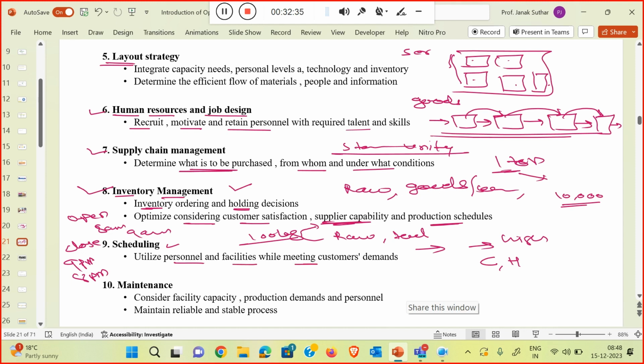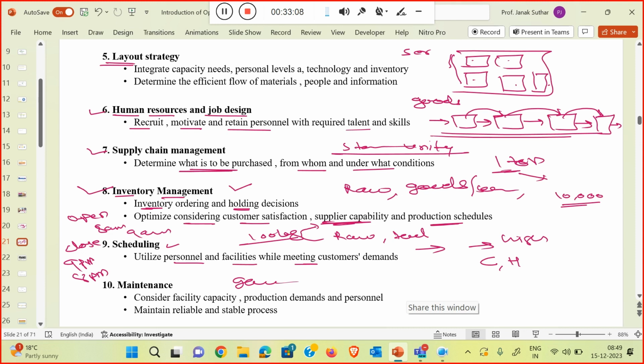Okay, so when we need to produce a particular product or provide a particular service, all of that comes into the scheduling. The last part is maintenance, which means you need to do proper maintenance inside the organization. Your organization may be based on goods or on services, but proper maintenance is required.